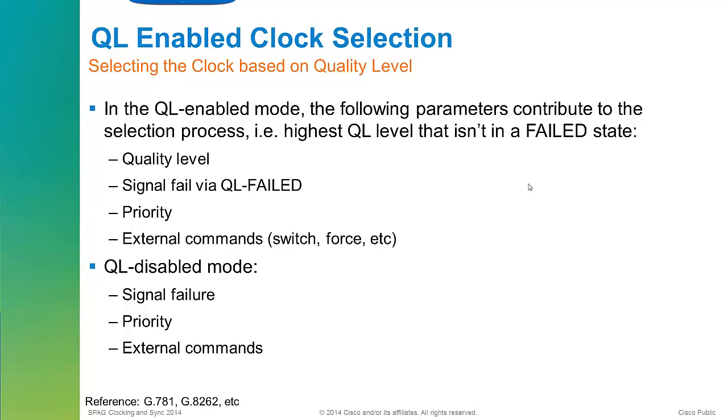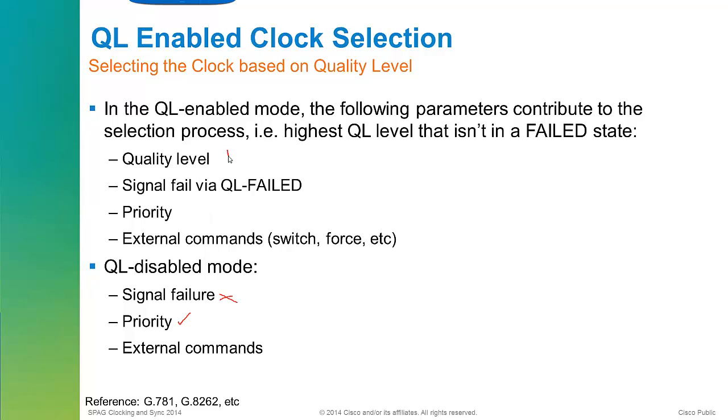So you have two ways of doing this. You have it where you do use the quality level, or you have it where you do not use the quality level. So if you have two clocks available and you're in QL disabled mode, you take your priority. As long as they're not failed, then you take the one with the highest priority. In the QL enabled mode, it doesn't matter what the priority is.